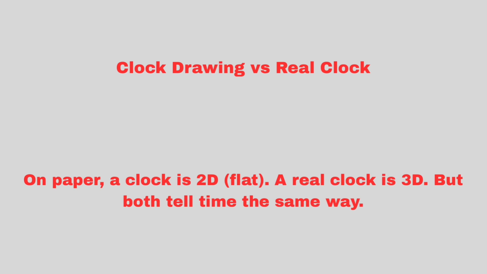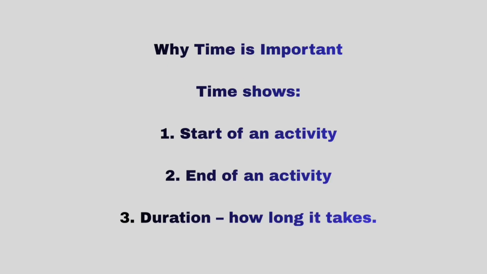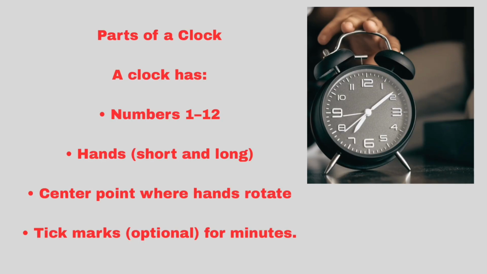Clock drawing versus a real clock. On paper, we draw a 2D flat clock, but a real clock is 3D. But both tell us the time the same way, right? Why is time important? Time shows us the start of an activity. When does this activity start? And the end of the activity. And the duration also, how long it takes.